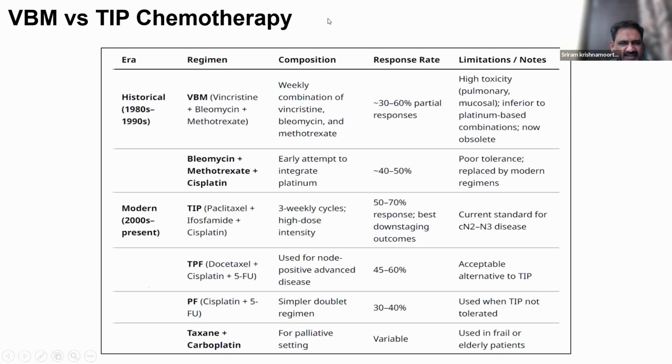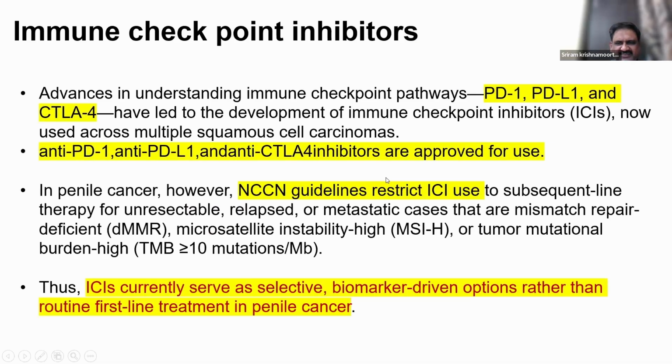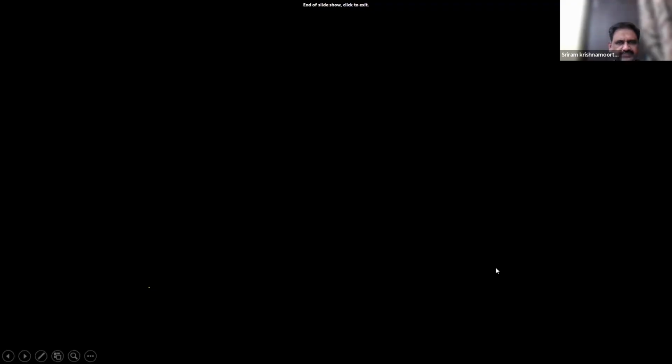VBM versus TIP. You should know VBM has become historical. It's only TIP which we use now, or we can use DP. It's not TP. DPF: docetaxel, cisplatin, and 5-fluorouracil. Okay. And then lastly, about immune checkpoint inhibitors. You know, immune checkpoint inhibitors can be a 10-mark theory question for you.